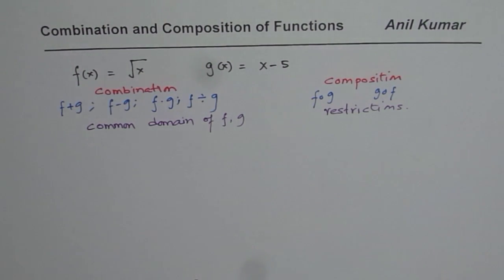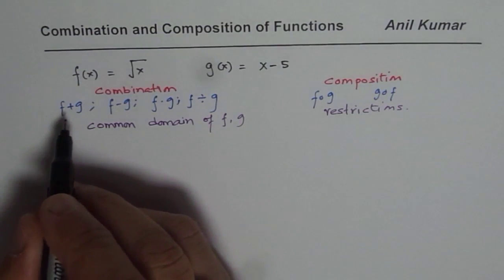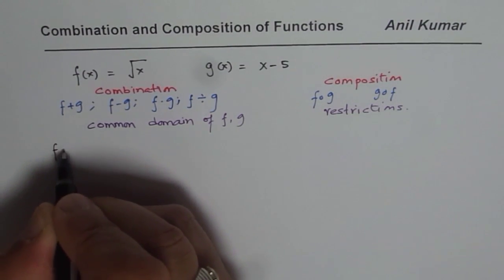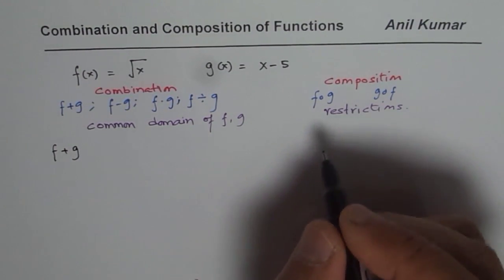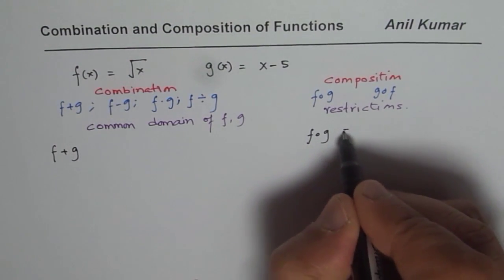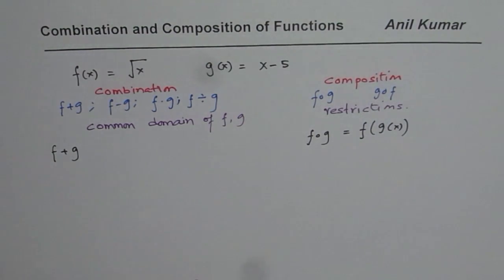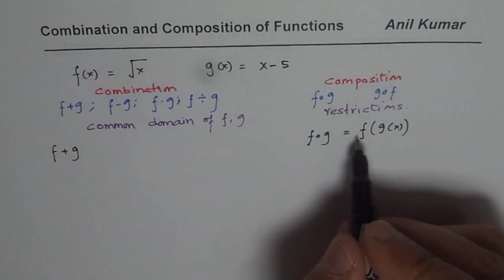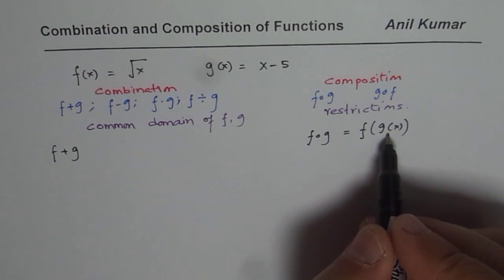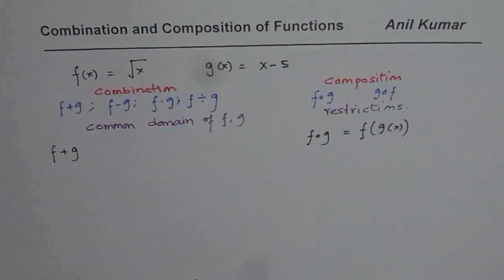So this is what we are going to consider. To begin with, there are so many options. In this particular video, let me take f plus g here. We'll take f plus g, and on this side, we'll consider f of g. When I write f of g, I mean f of g of x, right? That is the way we will do composition of functions. So f is composed with g. That is what it is. Here it is the combination of these two functions.